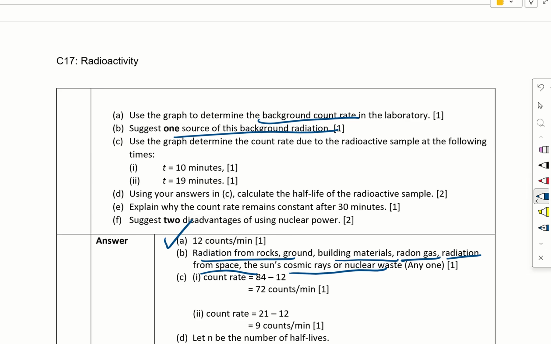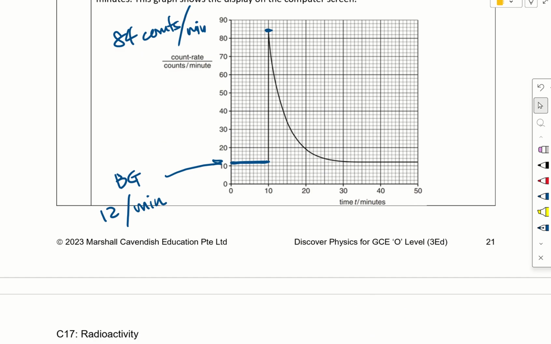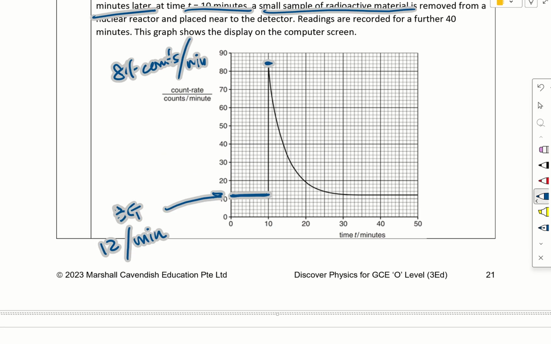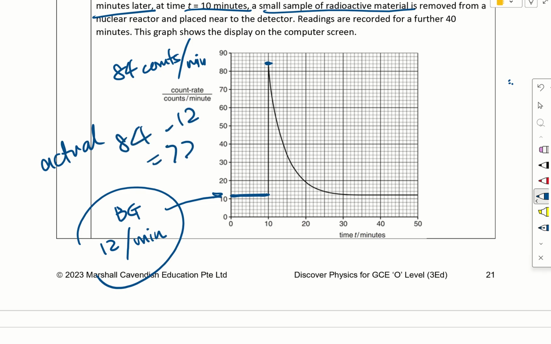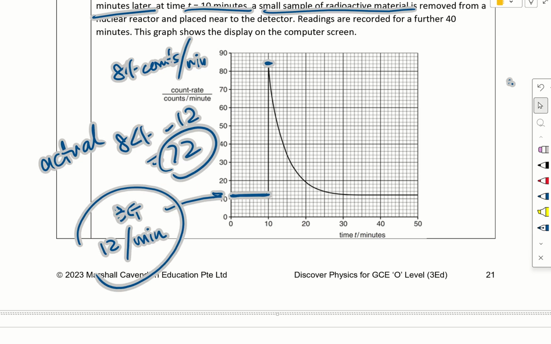Okay, so you need to memorize this. They like to ask. Now use the graph to determine the count rate due to the radioactive sample at the following time at t equals to 10. So just now I read out from the graph is 84 counts per minute, but don't forget we actually have a background count of 12. So the actual is 84 minus 12 equals to 72 counts, and this 72 counts per minute is then due to the radioactive source.